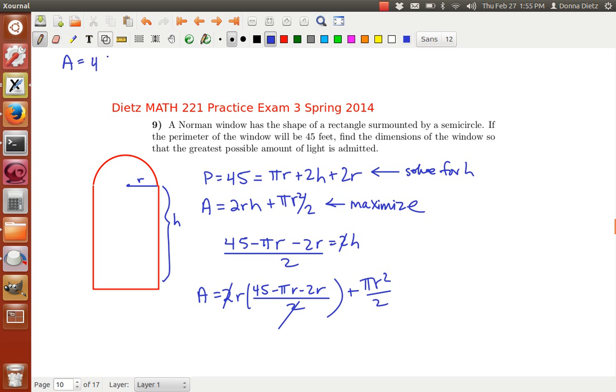45r minus pi r squared minus 2r squared plus pi r squared over 2. So we have minus or plus? Plus pi r squared. Wow, but this one's a minus. So when you combine them, you're going to get minus pi r squared over 2.